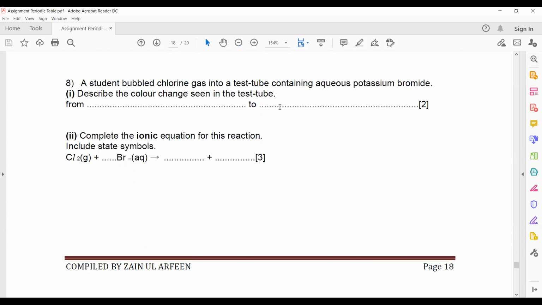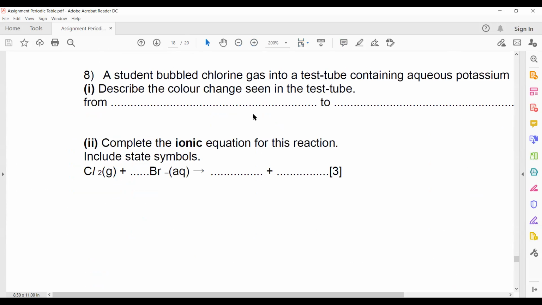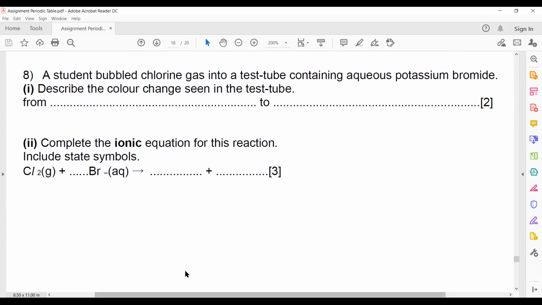A student bubbles chlorine gas into a test tube containing aqueous potassium bromide. Describe the color change seen in the test tube. What will the student see when passing chlorine gas through aqueous potassium bromide? Originally in the test tube we have aqueous potassium bromide, so its starting color is colorless. Group 1, 2, 3 compounds are all colorless when dissolved in a solution.